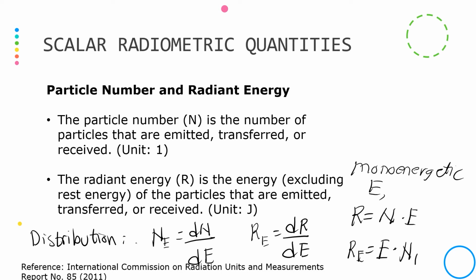The two distributions are related using this first assumption. For monoenergetic E, the radiant energy R is described as the product of N times E. For the radiant energy, therefore, we can arrive at this relationship.